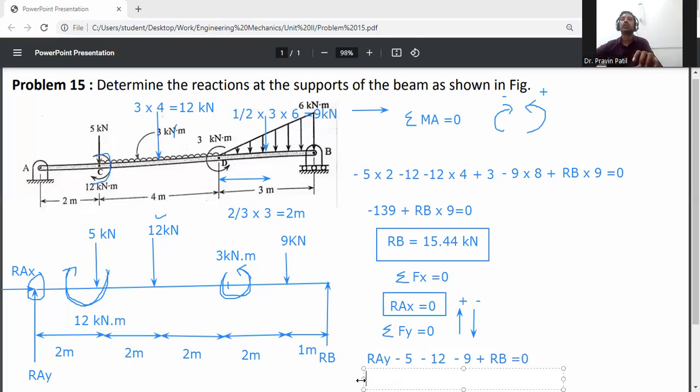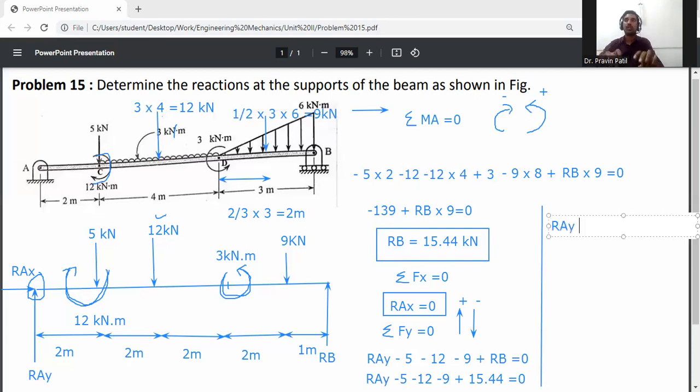The RB value we have already calculated. Just put RAY minus 5, then minus 12, then minus 9, plus RB, 15.44, is equal to 0. From this relation, we will get RAY. RAY is equal to minus 5, minus 12, minus 9, plus 15.44. So it will be 10.56 kilonewton.